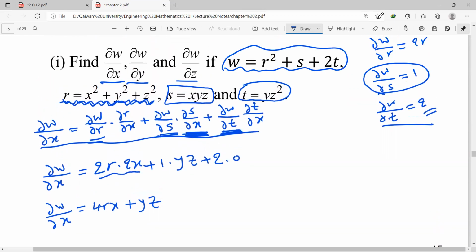So r is x squared plus y squared plus z squared. We just replaced it by the function, and we get 4x times x squared plus y squared plus z squared. This is r. Then plus yz, not xy. This is the partial derivative of the function w with respect to x.